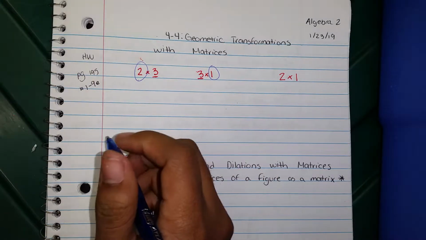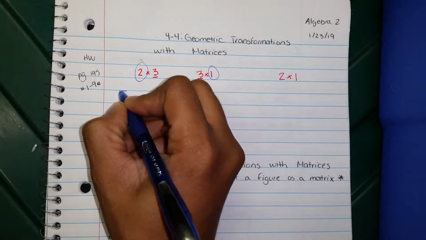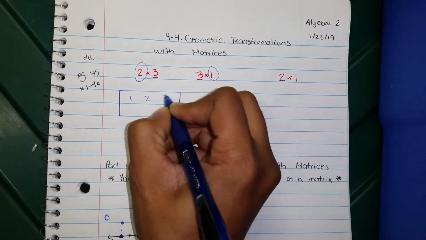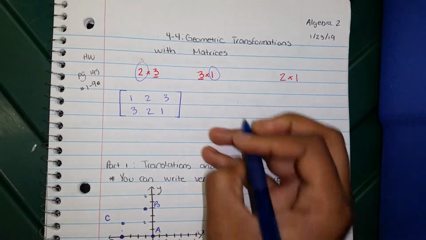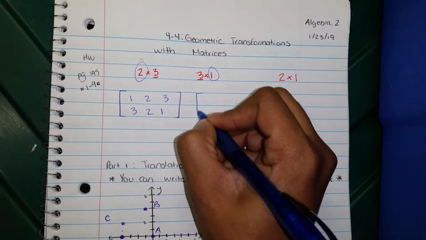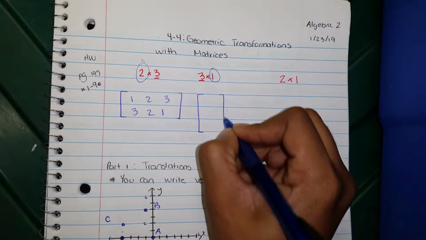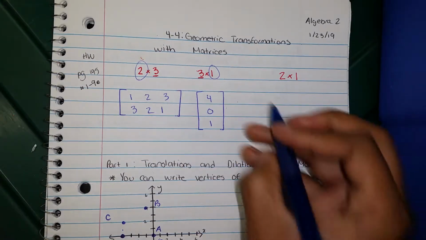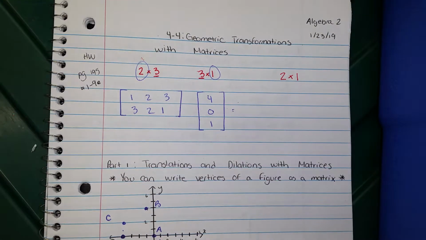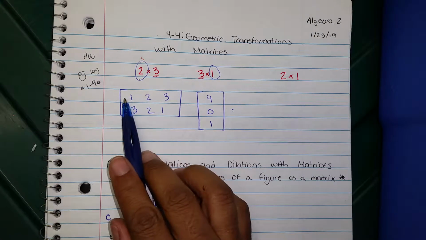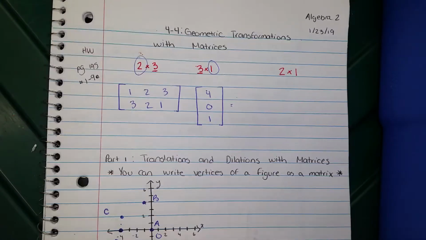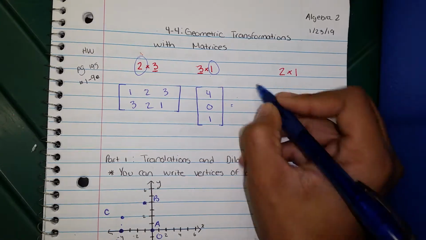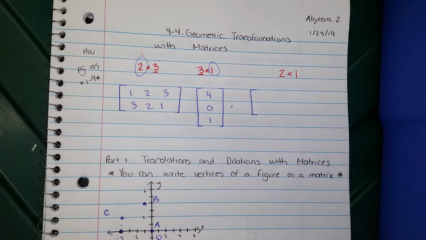Okay, so let's say I have a 2x3 matrix like this: 1 2 3, 3 2 1, and here we have a 3x1, 3 rows 1 column, with 4, 0, 1. Well, my 2x1 matrix means I'm only going to have one column. Why do I only have one column? There are only 2 rows here, multiplied by the one column. That's what my dimensions mean. So I'm going to have 2 rows and only one column.